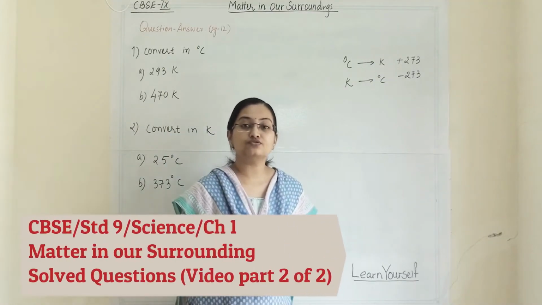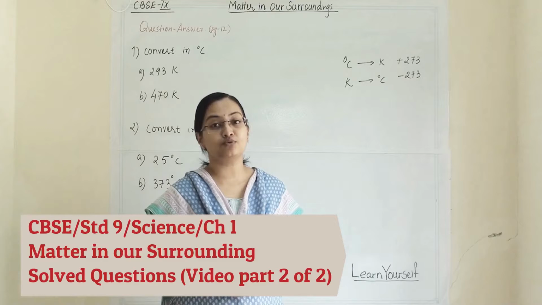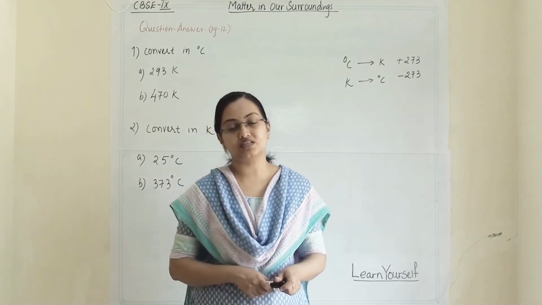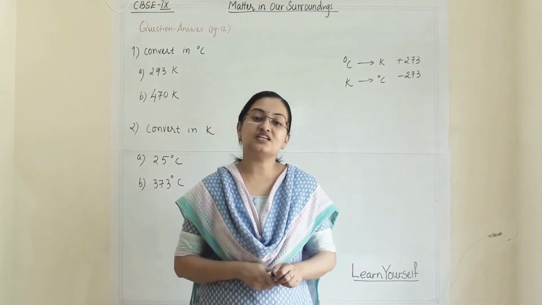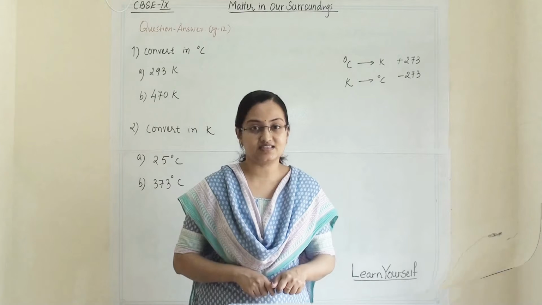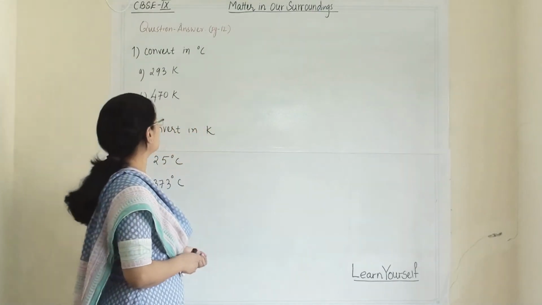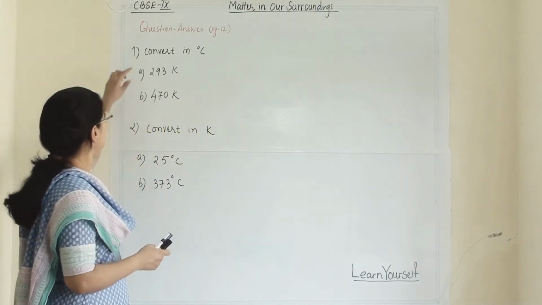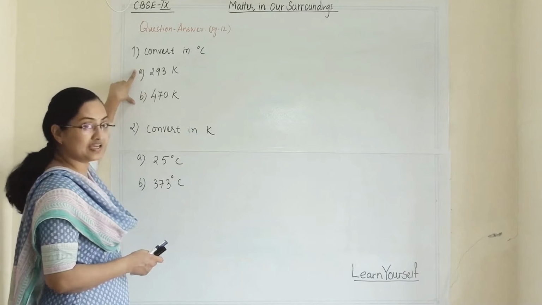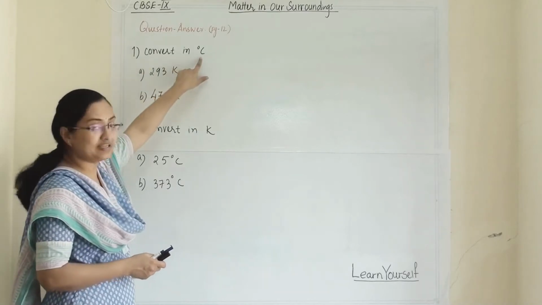Today we are going to solve some of the question answer from chapter number 1, Matter in Our Surrounding. This chapter is from CBSE Std-9 syllabus. Let us start with first question. In first question we have to convert this Kelvin scale temperature in degrees Celsius.